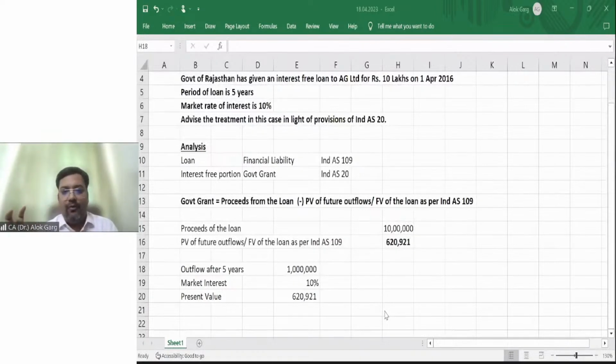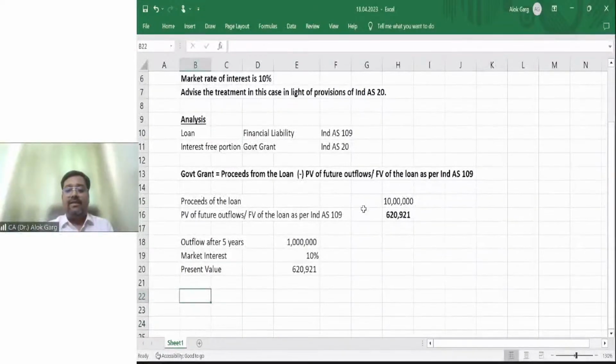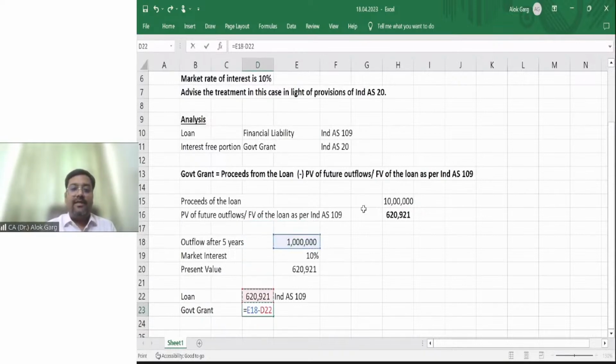So in case of an interest-free loan, you have to split this loan between a government grant and the financial liability, the loan. What is a government grant? It's the difference between the actual amount of the loan received minus the fair value or present value of the loan. In this case, my financial liability, this loan, will be 620,921, which is as per Ind AS 109, and my government grant will be 10 lakh minus 620,921. It will be recognized as per Ind AS 20.